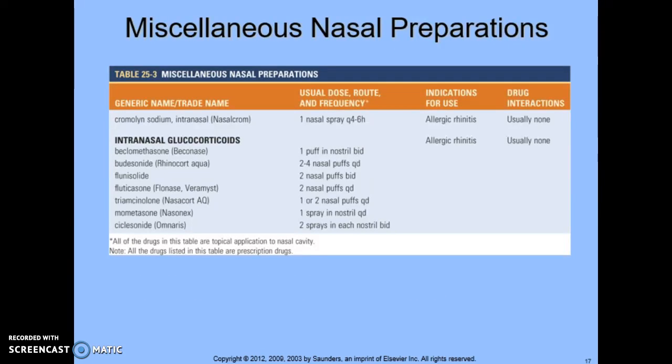Here is table 25.3. This shows miscellaneous nasal preparations, so you can take a look at this in your book. All drugs listed here are prescriptions.